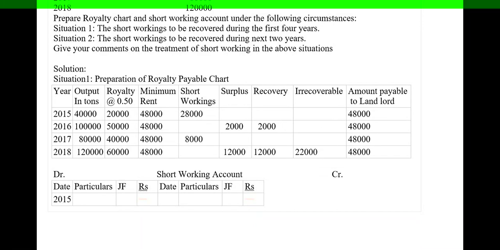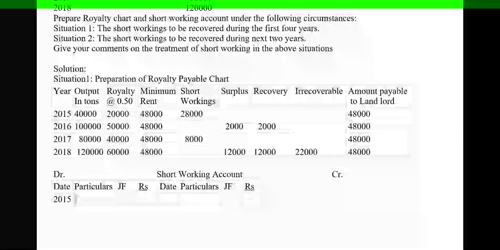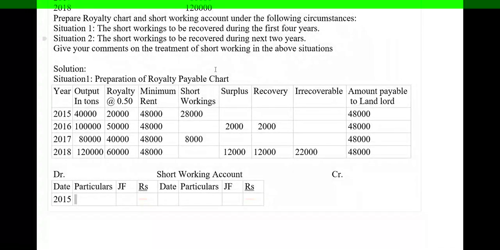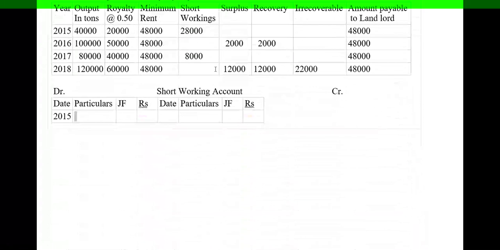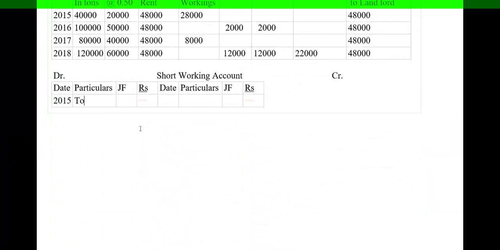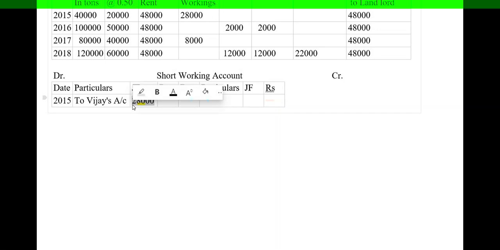When there is a short working, then it will be short working account debit to landlord account. So landlord is Mr. Vijay here. So to Vijay's account, it is 28,000. So here it is 28,000.